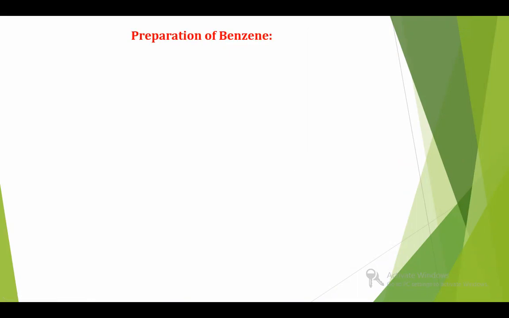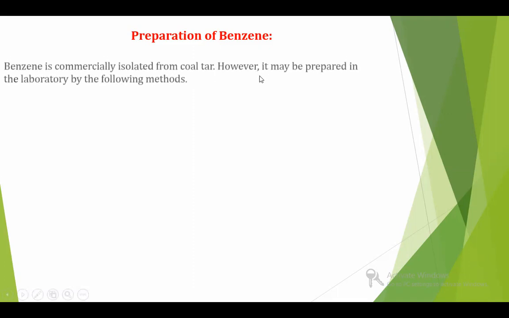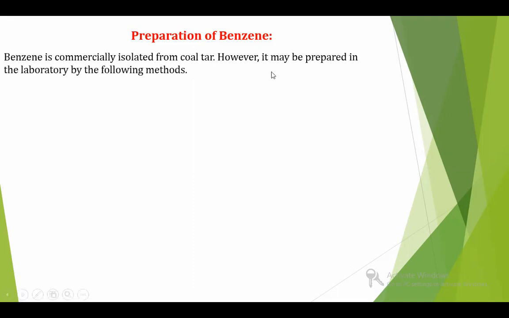Next, preparation of benzene. In alkynes we studied how benzene forms in the chemical equation of alkyne. Benzene is commercially isolated from coal tar, and it may be prepared in the laboratory by different methods. Of these, we'll be discussing three important methods.